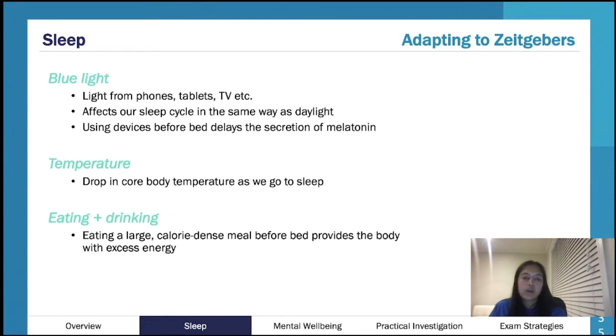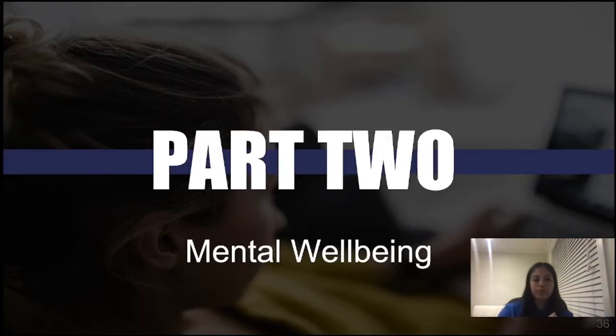And eating and drinking as well. So eating and drinking a lot right before bed is not really the best thing, because again, thinking about meal times, you get a big burst of energy after you eat a meal. And so having that big burst of energy, the body thinks, okay, I'm preparing to stay awake for a long time after, and having a lot of this energy before bed isn't really what you are aiming for.